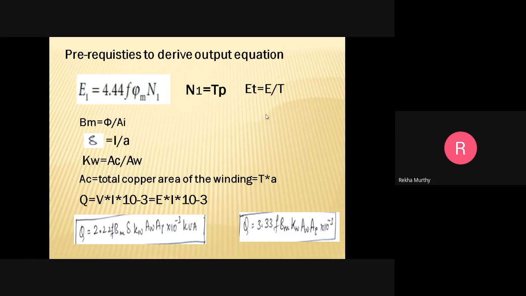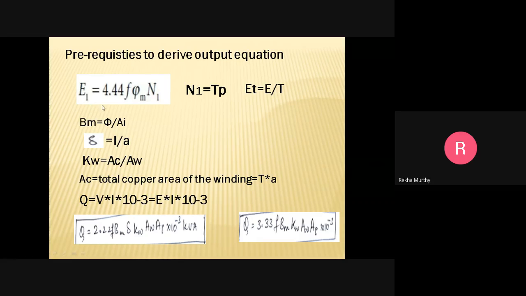What is capital E1? EMF. EMF induced where? Suffix 1 indicates what? Primary or secondary? Primary. Okay.